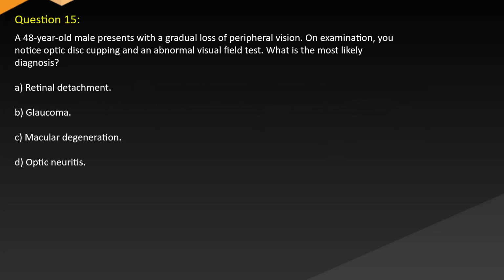A 48-year-old male presents with a gradual loss of peripheral vision. On examination, you notice optic disc cupping and an abnormal visual field test. What is the most likely diagnosis? A. Retinal detachment. B. Glaucoma. C. Macular degeneration. D. Optic neuritis.